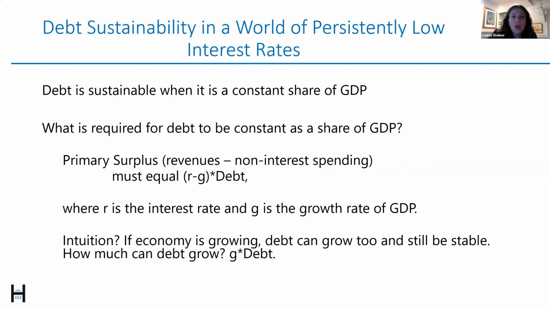Okay, so let's go on. All right, so how do we think about debt in a world of persistently low interest rates? So we think about debt as sustainable when it is a constant share of GDP. So when you think about a household, the best equivalent to debt is they get a mortgage. And when they get a mortgage, they typically think they're not only going to just pay the interest, but they're going to actually pay down the mortgage. So they're going to pay it off. Now they don't have to, but that is the way households tend to do it.